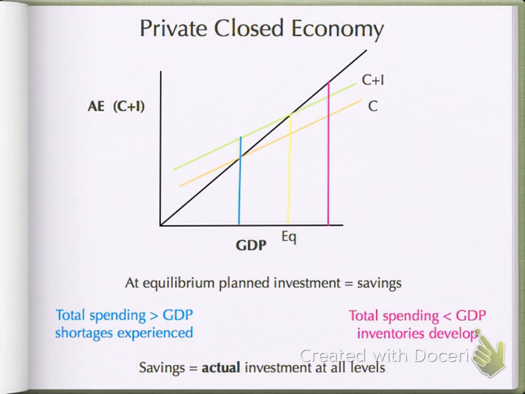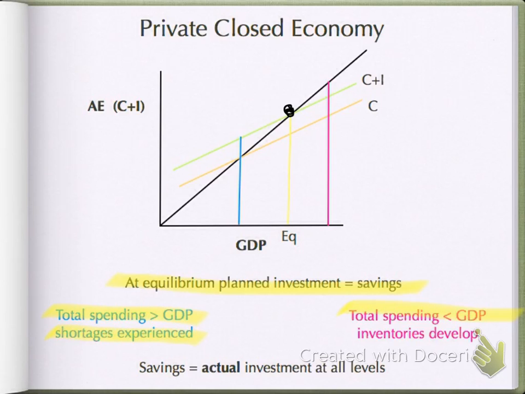So that's what this slide essentially says. Here's equilibrium in yellow. Consumption plus investment at equilibrium, you can see planned investment equals savings. To the left of it, in blue, your total spending on C and I exceeds production, and so you have dis-savings. You're drawing down all your inventories.